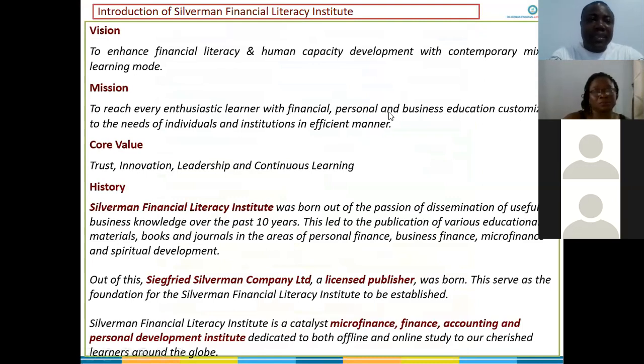Silverman Financial Literacy Institute has a vision to enhance financial literacy and human capacity development with a contemporary mixed learning model. Over here, we are talking about using either classroom mode or online mode in our teaching and delivery services. Our mission is to reach every enthusiastic learner with financial, personal, and business education customized to the needs of individuals and institutions in an effective manner. What is our core value? Our core value is trust, innovation, leadership, and continuous learning.